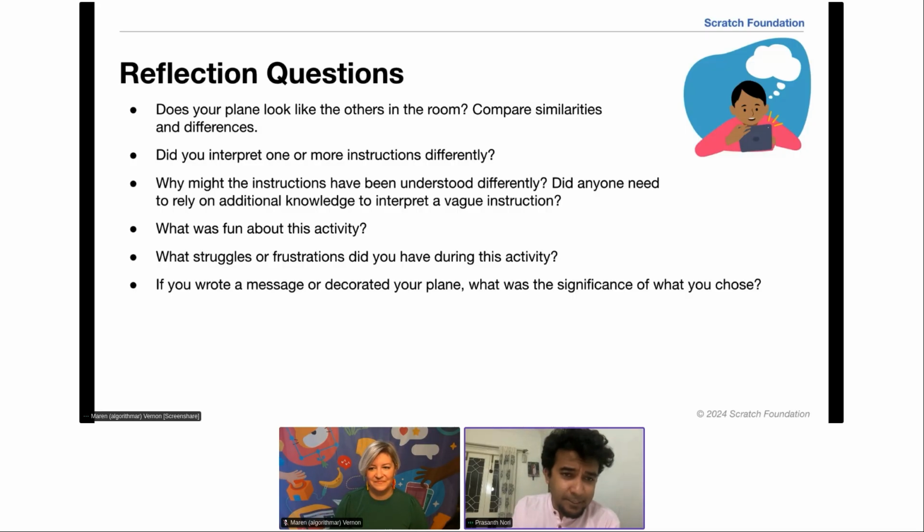Again, more reflection questions for you, and whatever you can put down, which is, does your plane look like the others in the room? Do you interpret one or more instructions differently? Why might the instructions have been understood differently? Did anyone need to rely on additional knowledge? What was fun about this activity? At the end of the day, what was really exciting? Where did you struggle? Where did you get stuck?